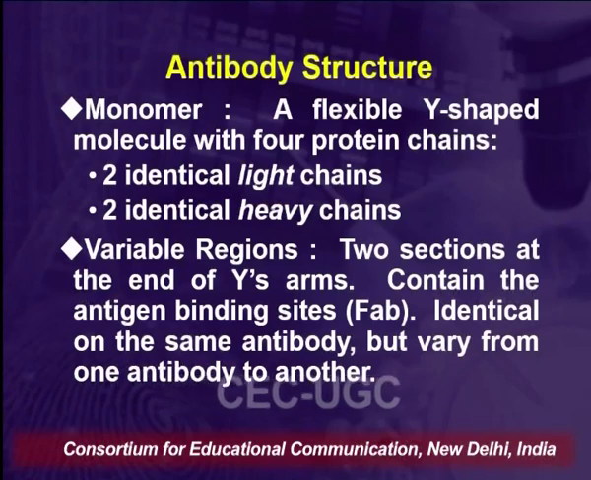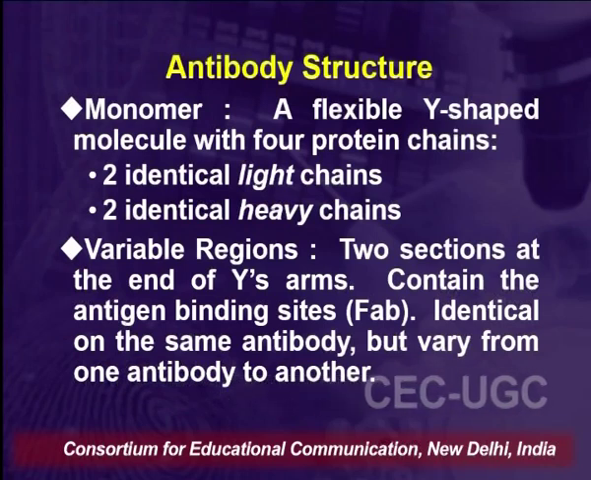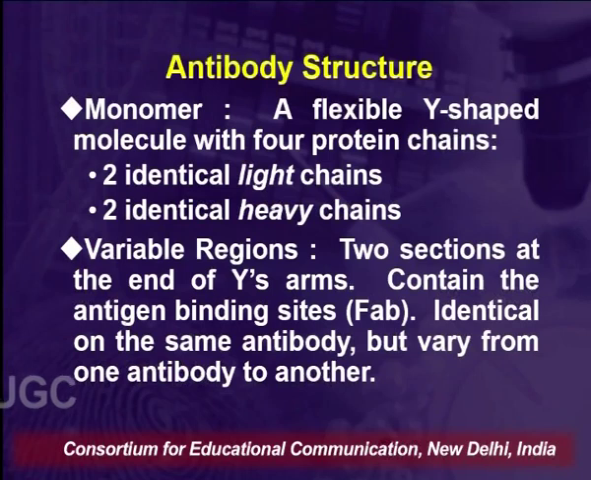Antibody structure, if we see, is a monomer. It is a flexible Y-shaped molecule which has 4 protein chains, 2 identical light chains and 2 identical heavy chains. They also consist of variable regions, 2 sections at the ends of the Y's arms. They contain the antigen binding site, identical on the same antibody, but varying from one antibody to another. It has a variable region, a constant region and an Fc region. The constant region is the stem of the monomer and the lower parts of the Y arms. The Fc region is the stem of the monomer only. It is important because it can bind to complement or cells.